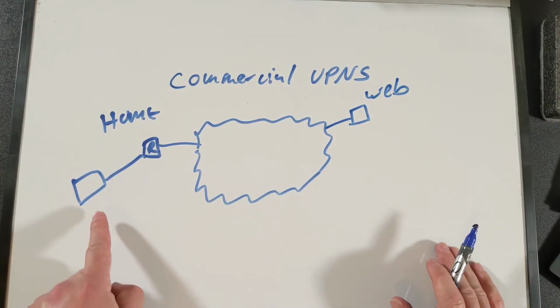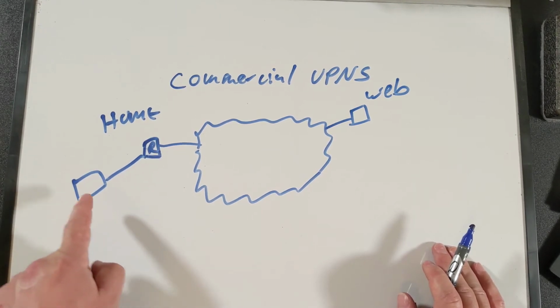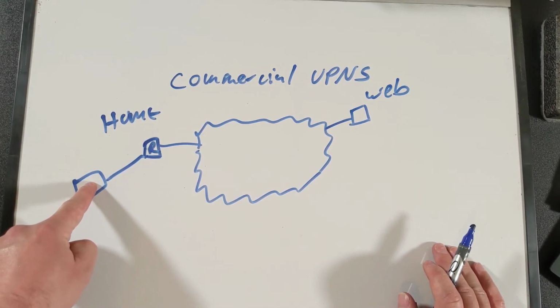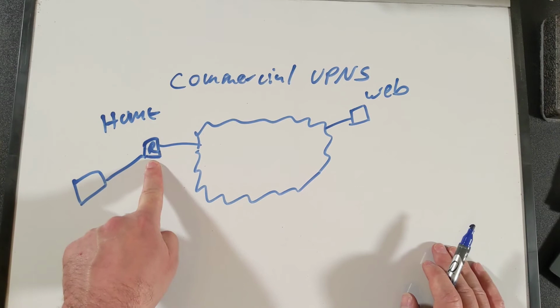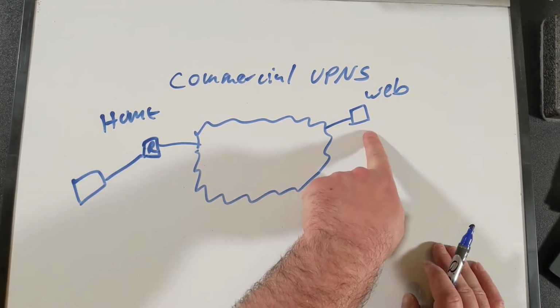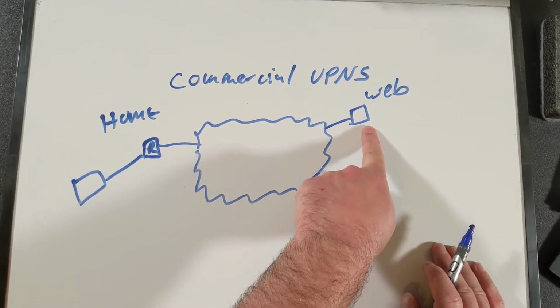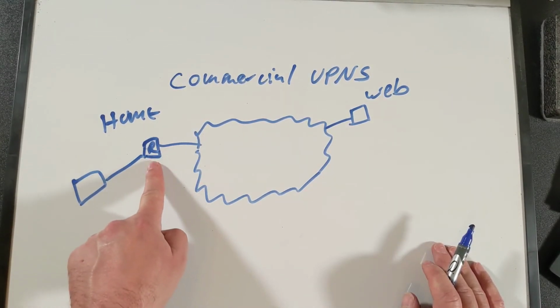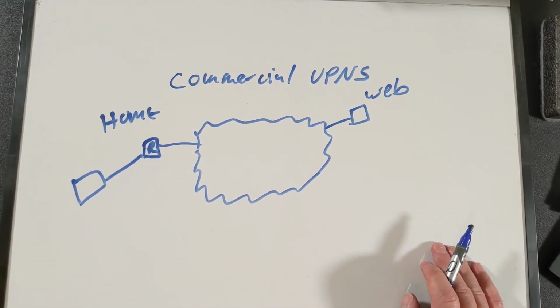So normally, if you want to go ahead and send a request to this web server, you'll send a message from your home computer. It will go through your local router, which will do network address translation. It'll get routed through the internet, go to the web server. The web server will respond by sending a message back to your router, which sends a message to your computer.